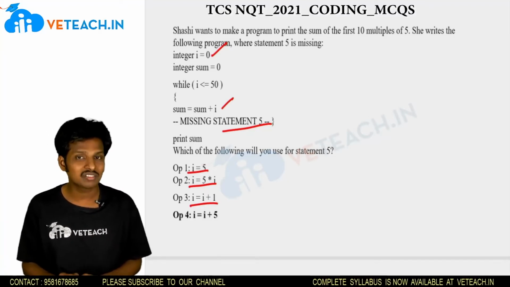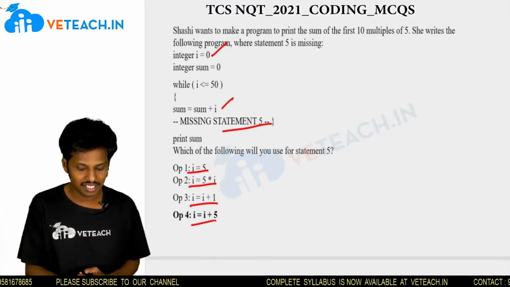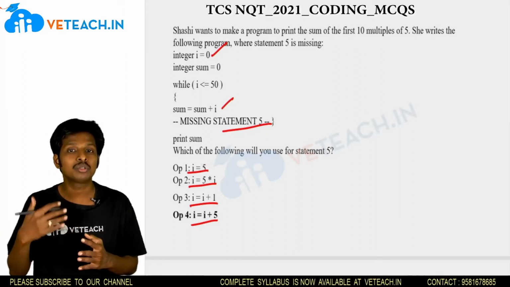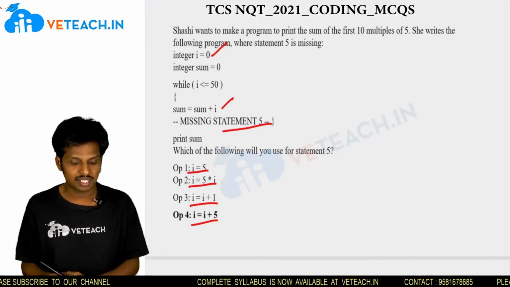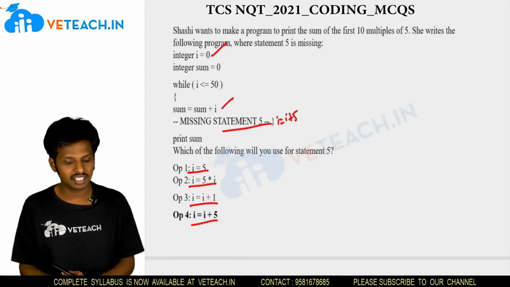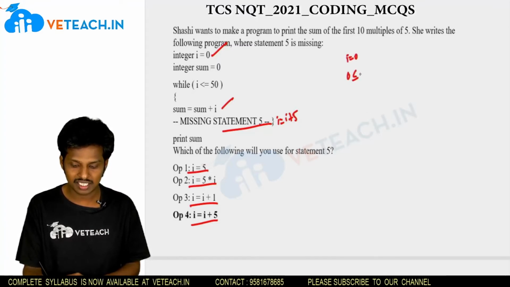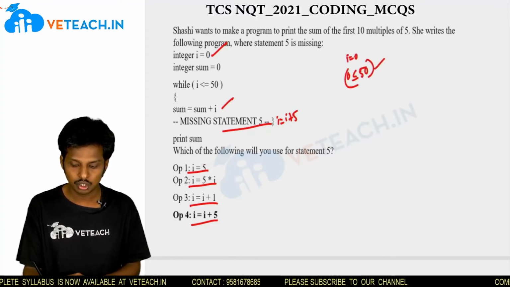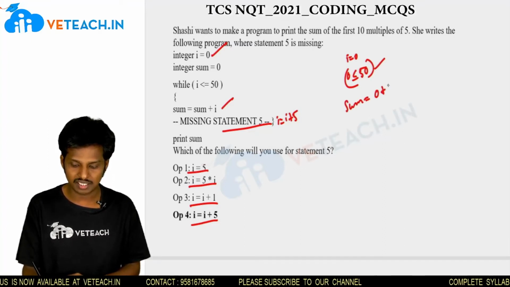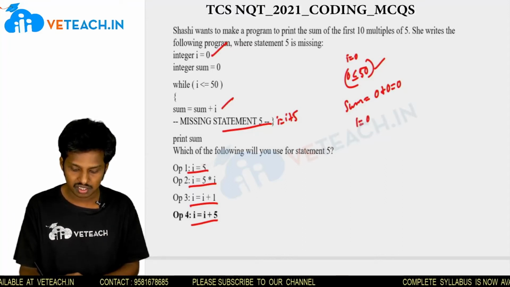I is equal to I plus 1 will add 1 to I every time. But the last statement, I is equal to I plus 5, is going to add 5 to I every time. If we substitute I is equal to I plus 5 here, we can get the answer. You can check it. I is equal to 0. They are starting with 0. 0 less than or equal to 50 is true. And then sum is equal to, initially sum is 0, plus I is 0. The answer is 0. Next case, I becomes 0 plus 5.